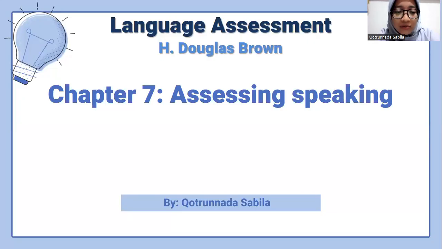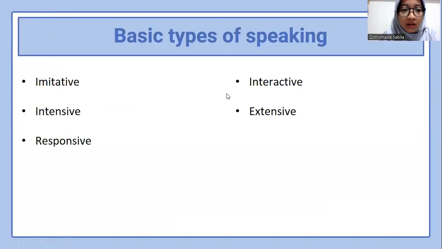Everyone, so today I would like to explain about Chapter 7, Assessing Speaking from Language Assessment, book by Douglas Brown. Let's get started. Okay, so first about the basic types of speaking.